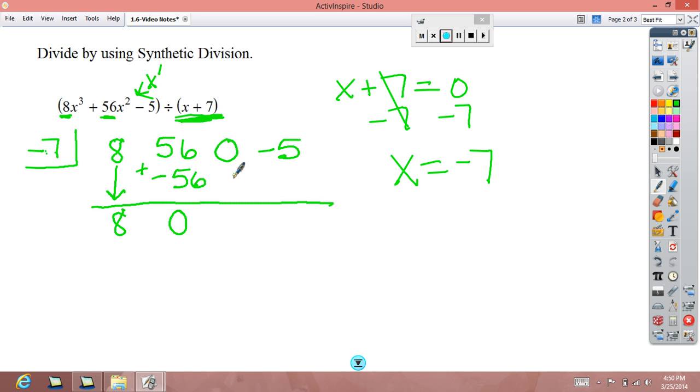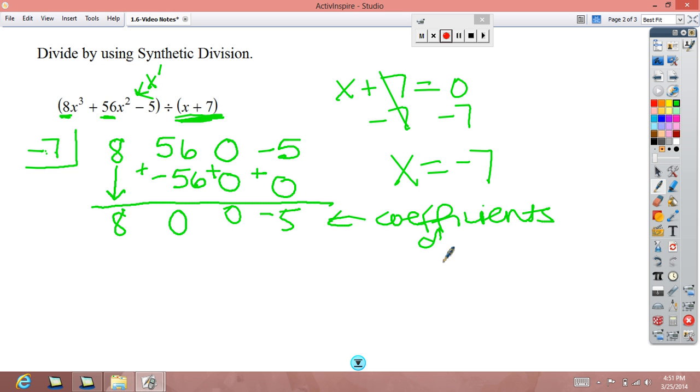Again, this term below here multiplies with this term. 0 times negative 7, 0. Add 0. 0 times negative 7, 0. Add negative 5. Okay? So these are the coefficients of my answer polynomial. You'll notice we have some zeros here, so we got to figure out what to do with those.